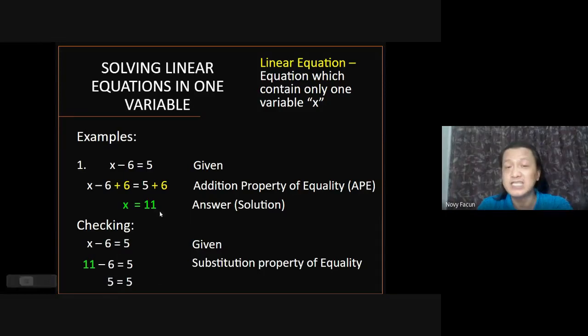Kapag nag-equal dito sa checking. Kapag hindi nag-equal ito, ibig sabihin your value of x is wrong. You have to check or ulitin mo lang yung solution mo.